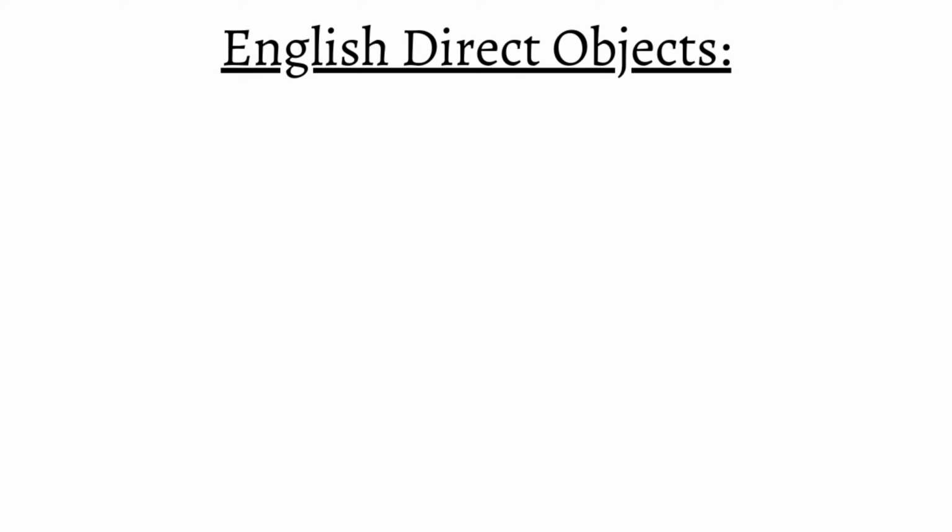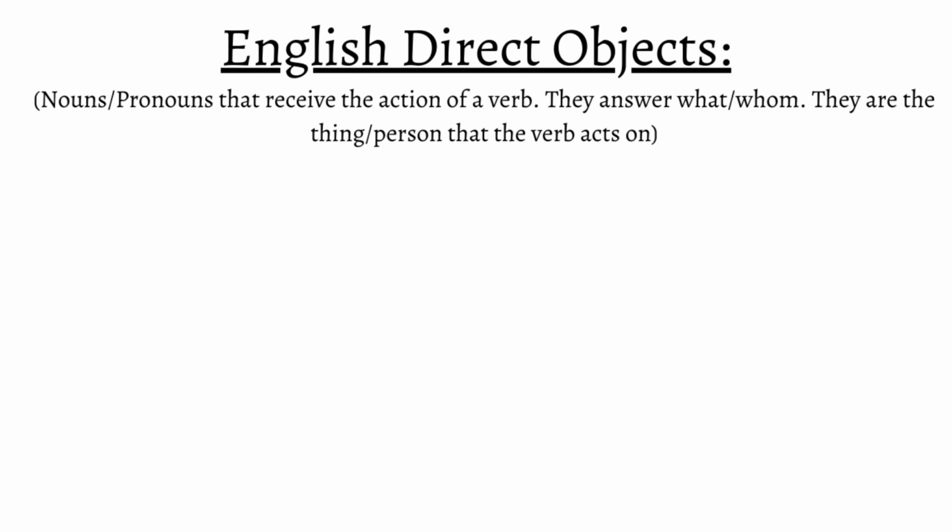Direct objects in English are nouns or pronouns that receive the action of a verb by answering the questions of what or whom. They are the thing or person that the verb acts on. It is different from the subject, which performs the action.